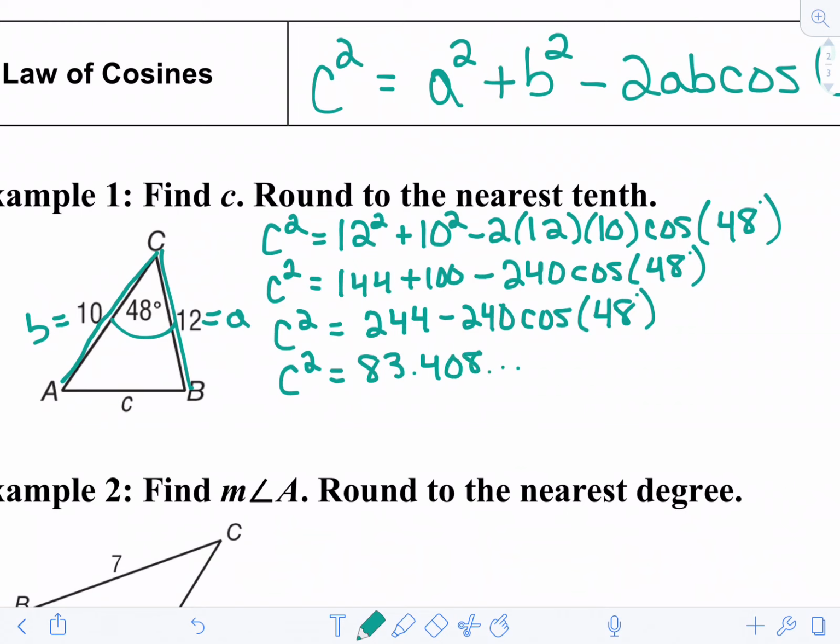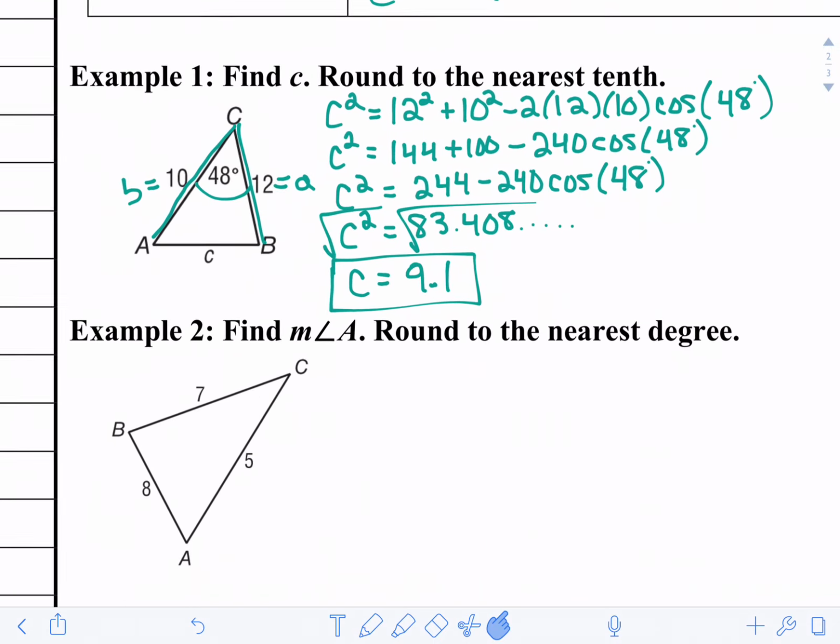83.408, lots of numbers. So when you do that, you need to hit the square root key, so second square root key, and then you need to hit second answer. That way it copies every single decimal, and your answer will be approximate. When you take the square root of both sides, rounded to the nearest tenth, you should get 9.1. And again, there are not any units on the triangle, so we just leave it as 9.1.